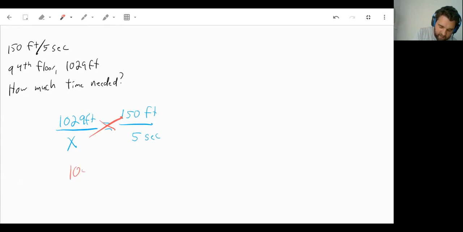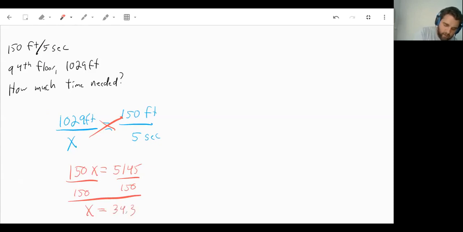So we'll have 150x, as long as I write that in the right order. 150x equals 5 times 1,029, which comes out to be 5,145. You can now divide both sides by 150, and that's going to come out to be x equals about 34.3. And just as a reminder, when you're doing about, you should really use these squiggly lines to say x is about this. It's not exactly, but it's pretty close.